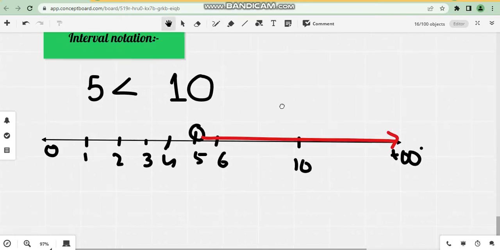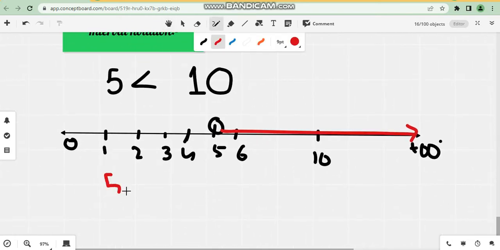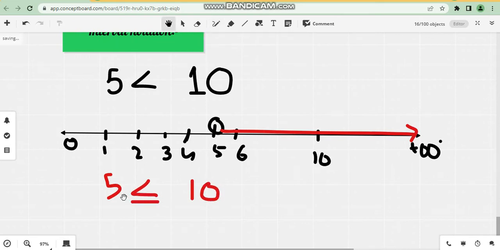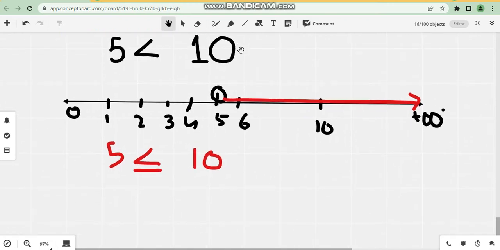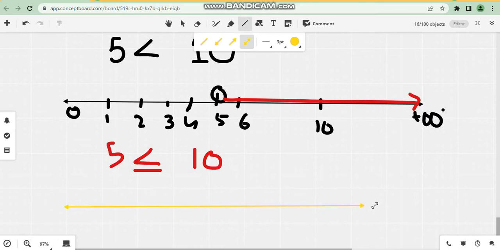Okay, if it is mentioned here 5 is less than or equal to 10, if here it is mentioned that 5 is smaller than 10 and also equal to it, then how can you make the line, how can you show it on the number line?